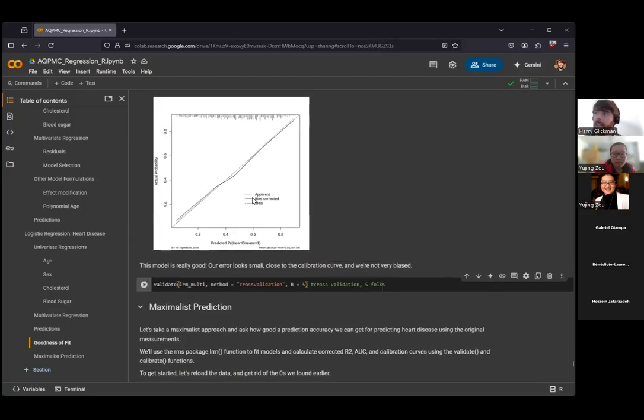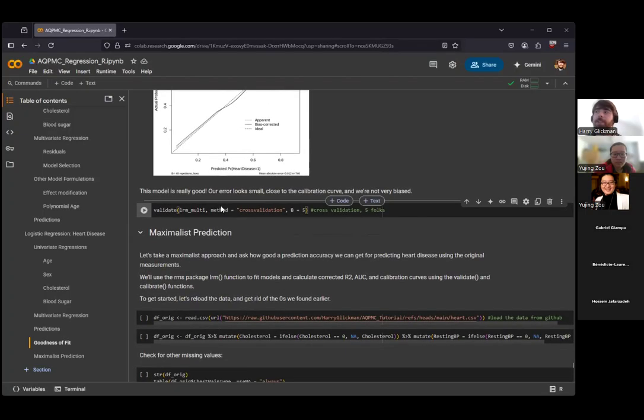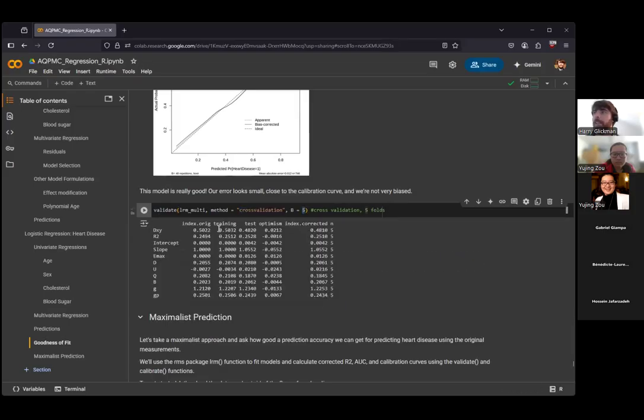And he plots the apparent performance here and the bias corrected performance, which aren't very different in this case. So we're not overfitting very much. And then this is if you want to do cross validation. It's the same function, but we just tell it to do cross validation with 5 folds in this case. And we get our cross-validated estimated performance very quick.